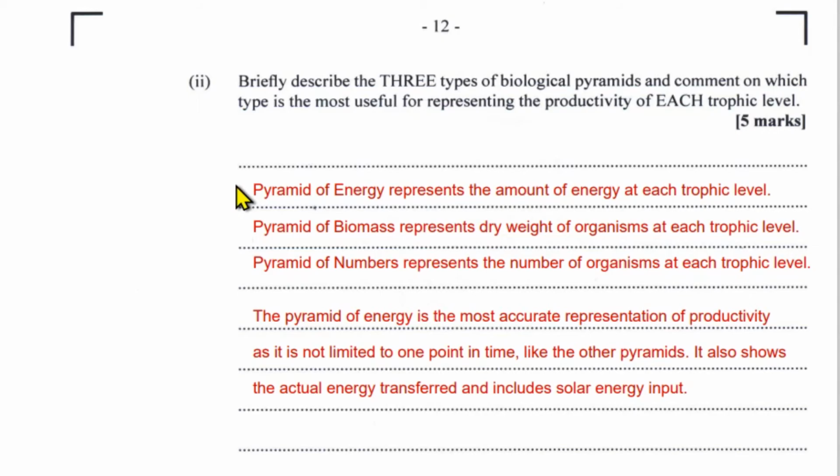The pyramid of energy, however, represents the amount of energy that could be passed through organisms or members of each trophic level. So the pyramid of energy is the most accurate representation of productivity, and this is because it's not limited to one point in time. Numbers and biomass are limited to one point in time, but energy takes a look over time, if you understand what I mean, because it looks at large populations on the whole. It doesn't really depend on the number of organisms. So it also shows the actual energy transferred and includes the solar energy input.